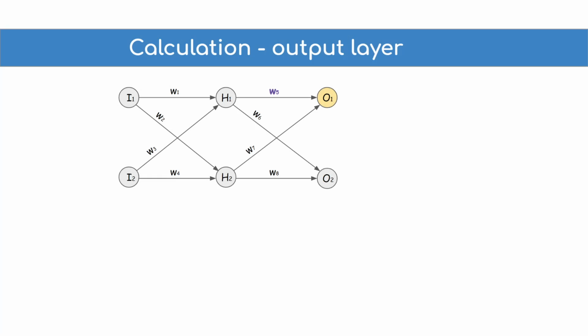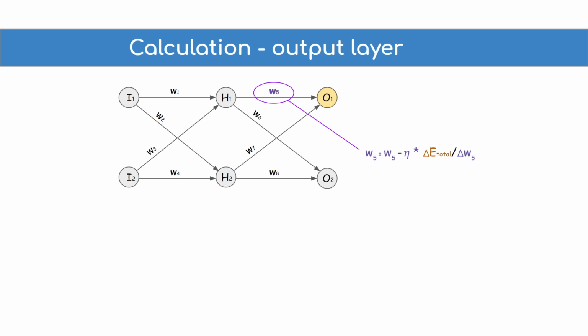Okay, now let's look closer at some mathematical formulas by using specific weights from this graph, so we will have a better feeling how this works. So let's say we would like to change the weight W5 as a result of backpropagation.